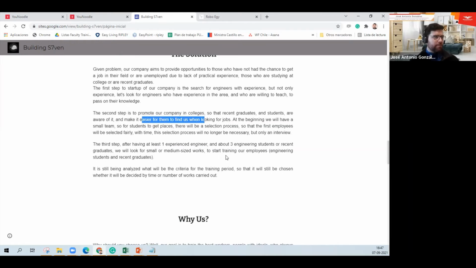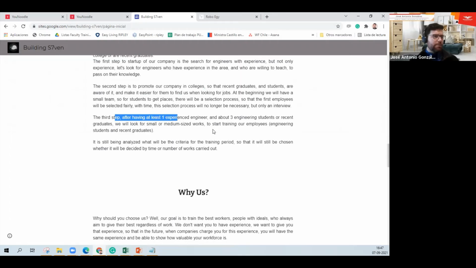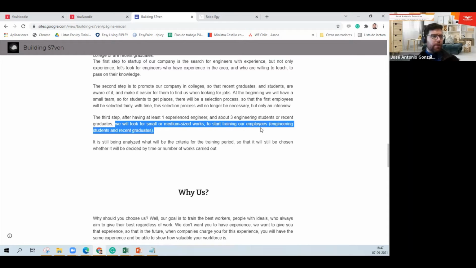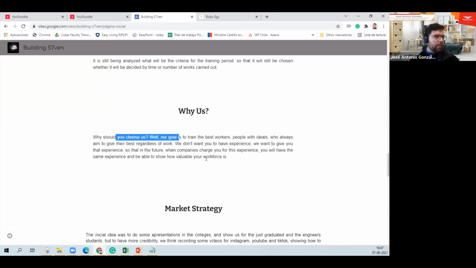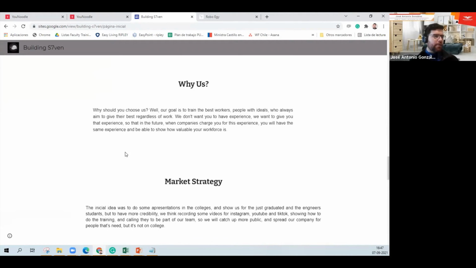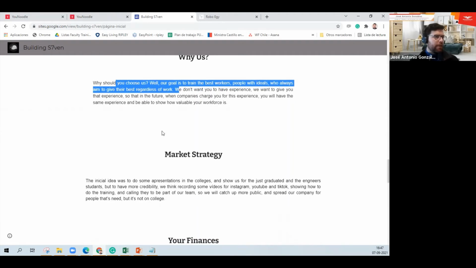All right. The third step is at least one experienced engineer and about 3 engineering students or recent graduates will look for small, medium-sized works to start training our employees. Great, very good. Why us? Okay, we choose our goals to train the best workers, people with ideals, who always aim to give their best. All right, the values. Okay, that sounds like marketing, right?